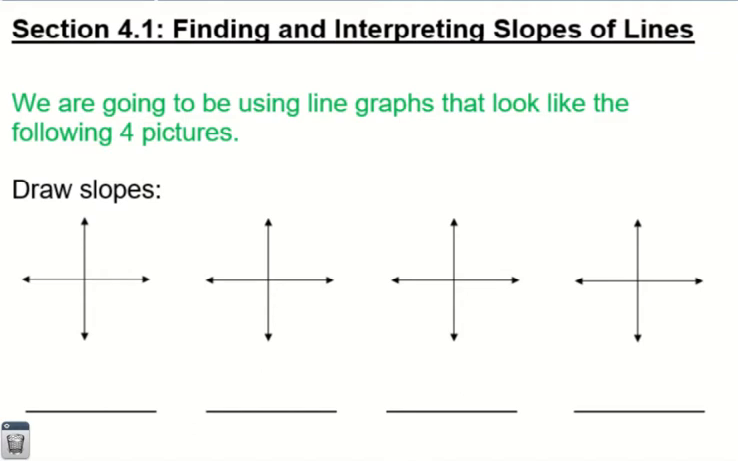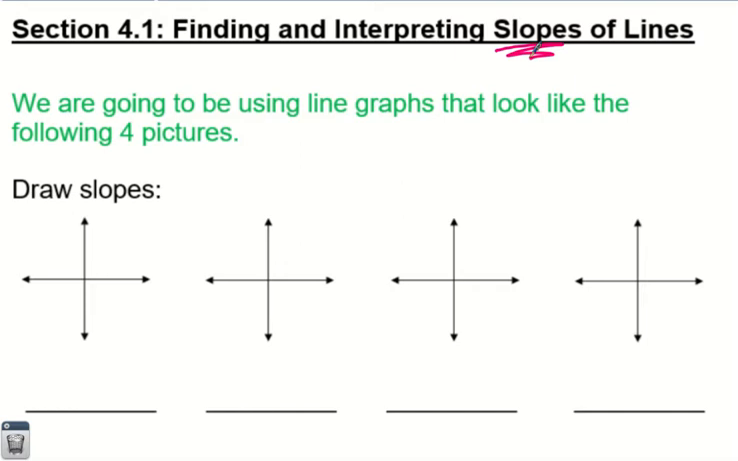Alright gang, section 4.1 is about finding and interpreting slopes of lines. Slopes, or I guess just slope. Slope pretty much just refers to a line and its steepness, how steep the line is.